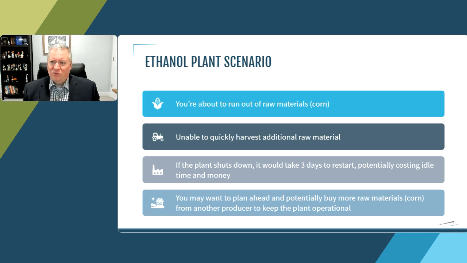We may want to utilize MRP in this scenario to plan ahead and potentially buy more of that raw material. So buy more corn from another producer in order to keep our plant operational. MRP can help in this scenario by keeping an eye on our inventory levels, along with the lead times that we have in the system, and generate either planned purchase orders, planned production orders, some kind of planned order for our commodity buyers to go out and purchase additional corn or other raw materials that we need in order to keep that facility operational.